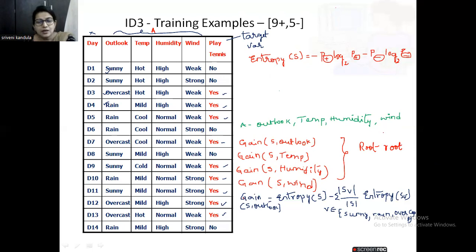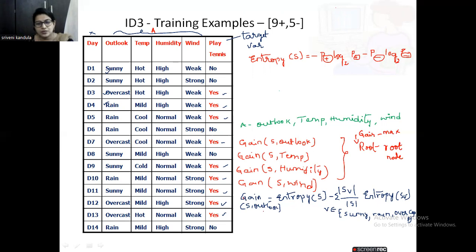So I need a root node. What the root node should be is decided by the information gain. Whichever gain value is maximum out of these four, that is considered as the root. So for this, we should calculate the information gain. In order to calculate the gain, this is the formula that we have seen. Gain is entropy of S minus sigma |Sv| by |S| multiplied with entropy of Sv.